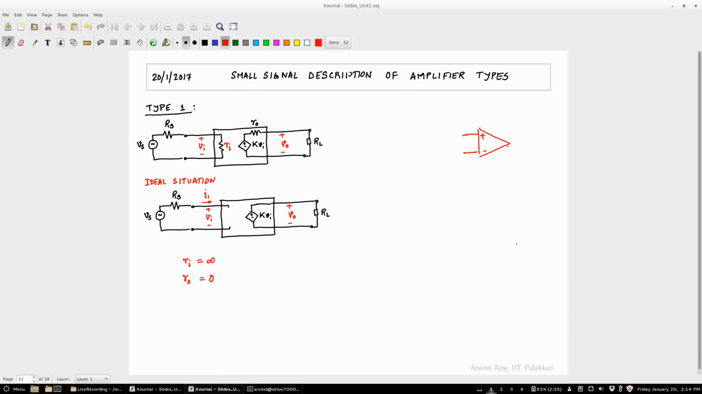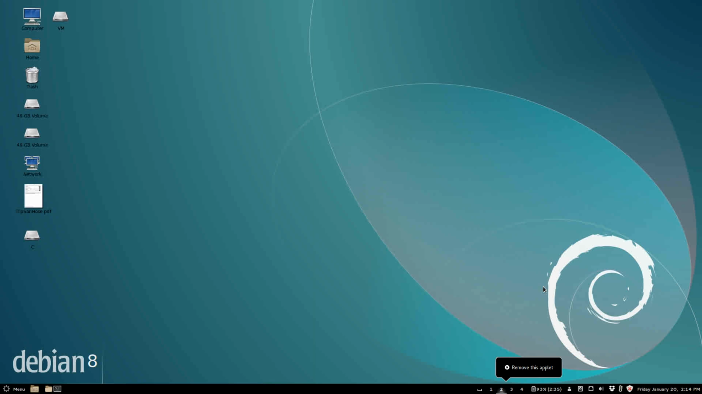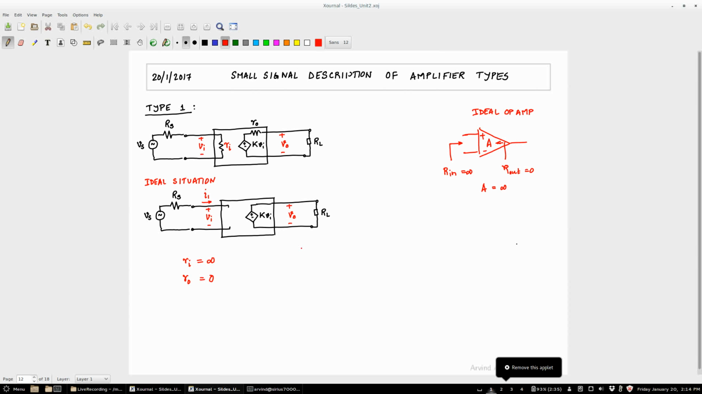In the case of the op amp, what did we say? Just as an aside, for the op amp, what did we say? We said that we want Rin to be infinity, or an ideal op amp has these properties. Rout is 0 and the gain A is infinite. Okay. That was what we had modeled as an ideal op amp, right?